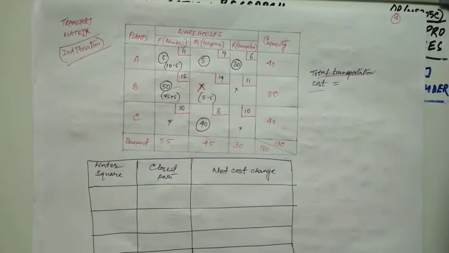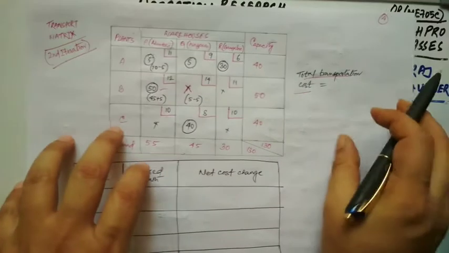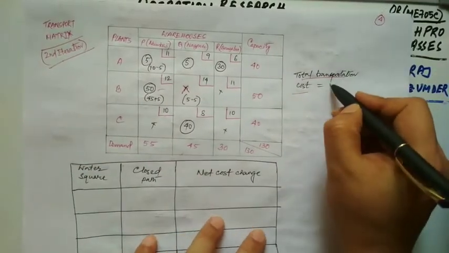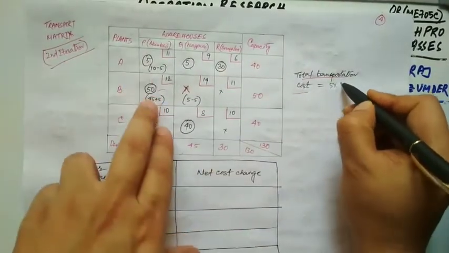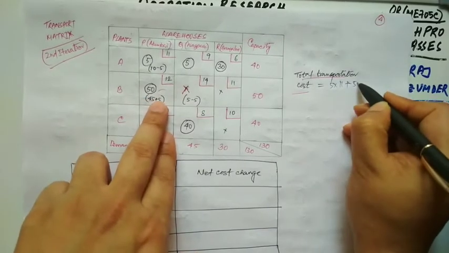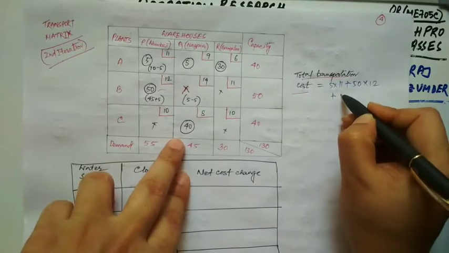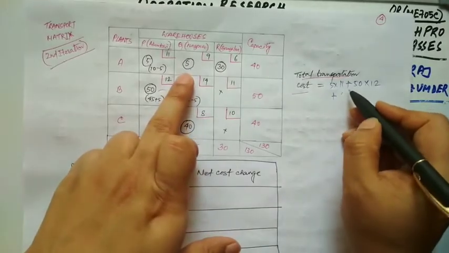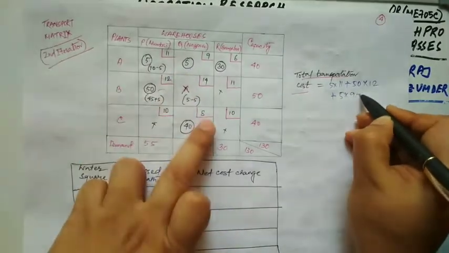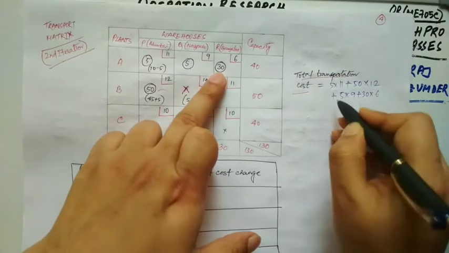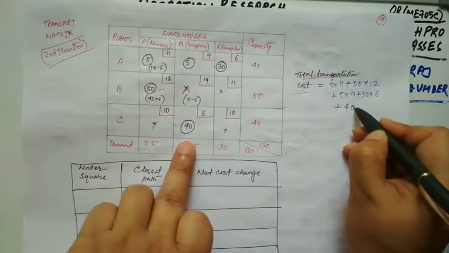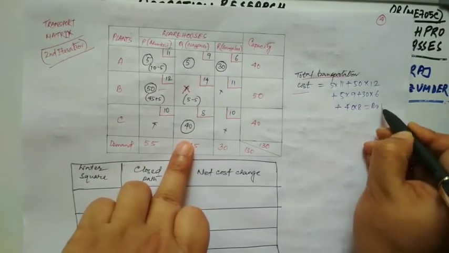I will use the same method to find the transportation cost, that is 5 into 11 plus 50 into 12 plus 5 into 9 plus 30 into 6 plus 40 into 8. Okay, this will give you 1200.